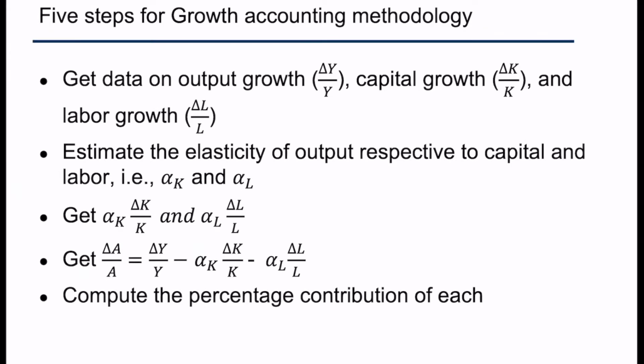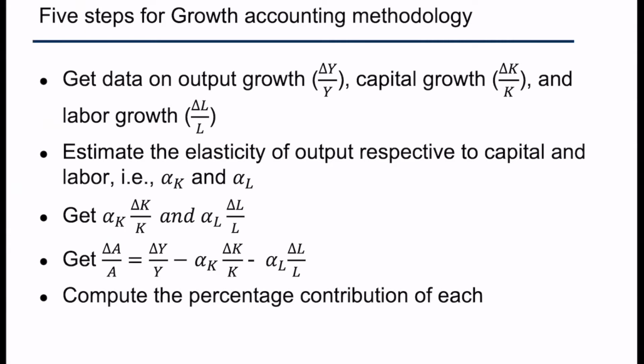If you may recall from earlier, we said the growth in output equals the growth in productivity plus the elasticity of output with respect to capital multiplied by the growth rate of capital, plus the elasticity of output with respect to labor multiplied by the growth rate of labor. So after we rearrange the equation, we get that the growth rate of the production efficiency equals the growth rate of output minus alpha K multiplied by the growth of K, minus alpha L multiplied by the growth rate of L.